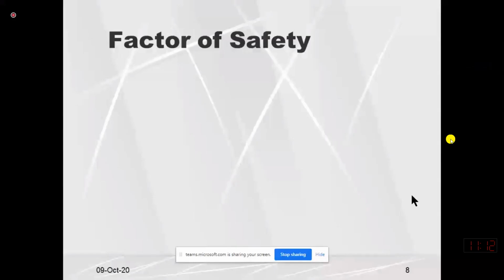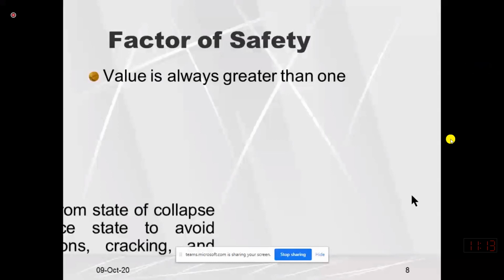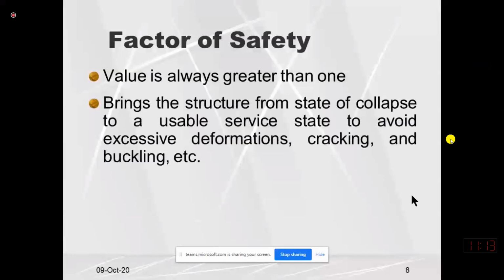And why do we use this factor of safety? Actually, the factor of safety is always more than one. Just like in the previous example, I told you that we increase the applied load effect by a certain factor, which is called overloading factor or factor of safety. So why do we use it? It brings the structure from the state of collapse to a usable service state, to avoid excessive deformation, cracking, and buckling.